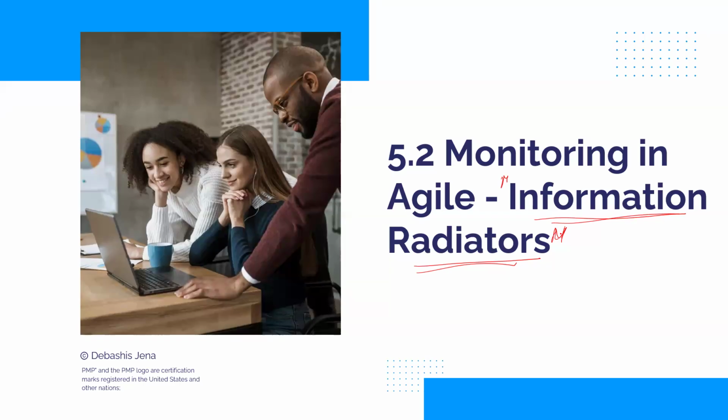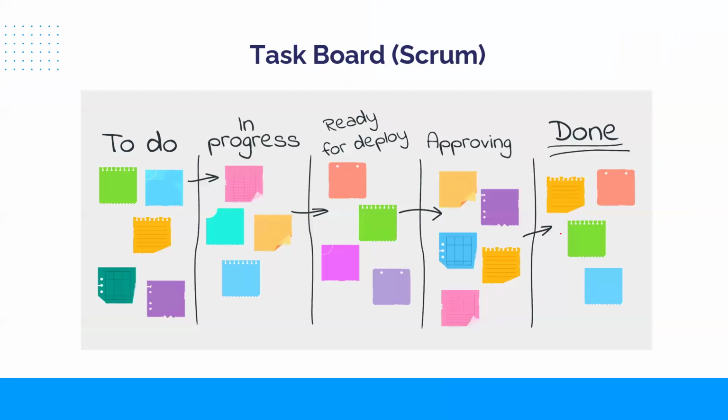Having understood this, I'm now going to talk about a few commonly used information radiators. One, the task board. Scrum talks about this task board. This is very commonly used, and I'm sure a lot of you would have used it. In case you haven't, let's speak about it. A task board is a very effective tool to monitor a sprint, an iteration, whatever you call it.